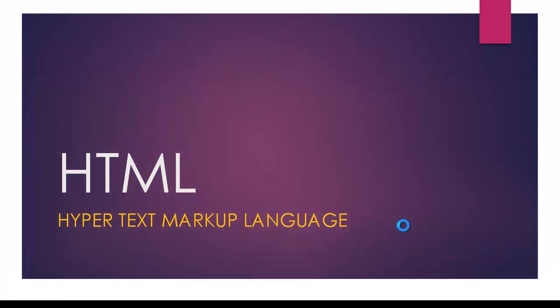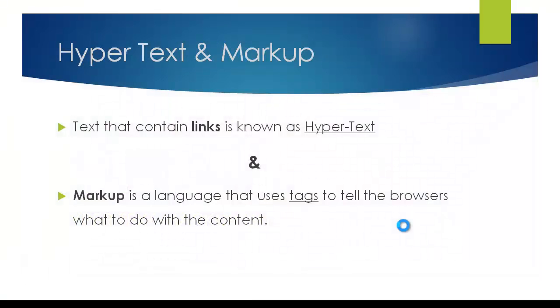HTML stands for Hypertext Markup Language. The difference between hypertext and markup language is that text that contains links is known as hypertext, and text that has no links is non-hypertext. Markup is a language that uses tags, which are the less than and greater than symbols, and between the tags is an element. So the whole thing is a markup tag that tells the browser what to do with the content.